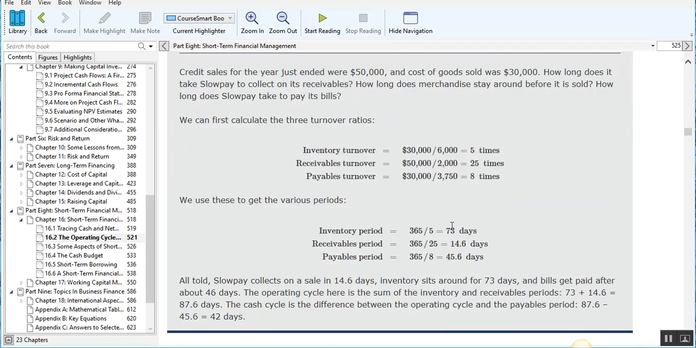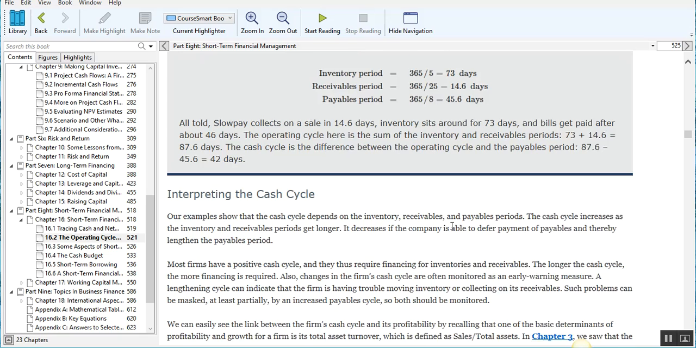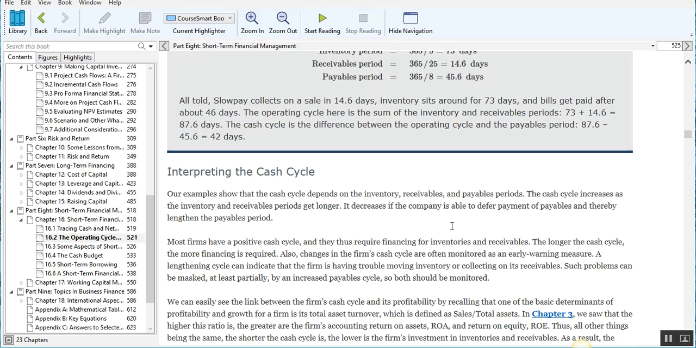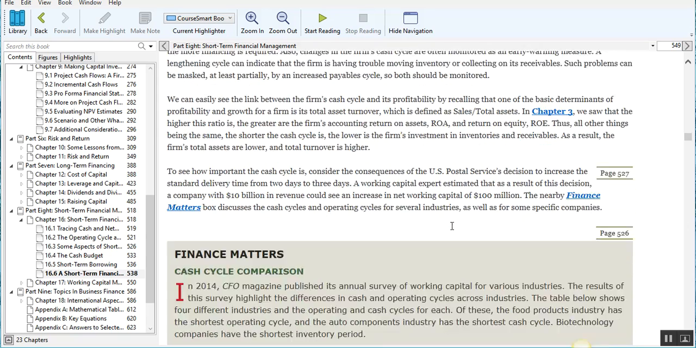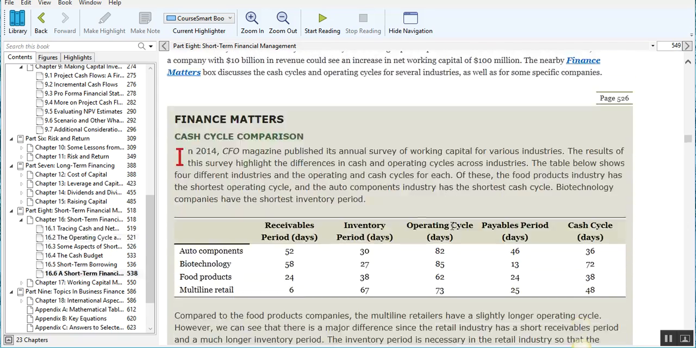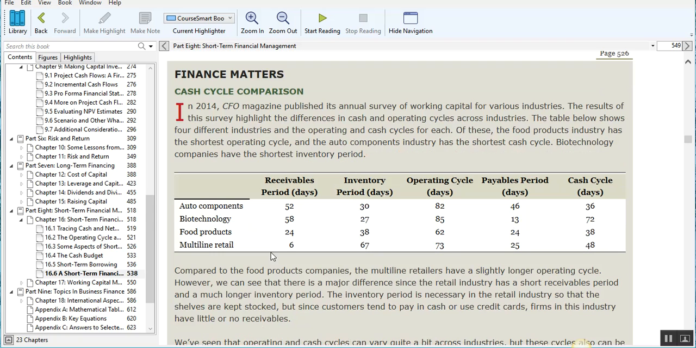They go through some calculations here in an example you can look at and see if you understand this. And then they talk more about the different receivables periods and inventory periods and operating cycles that are in these different industries, and you might look at that with some interest.